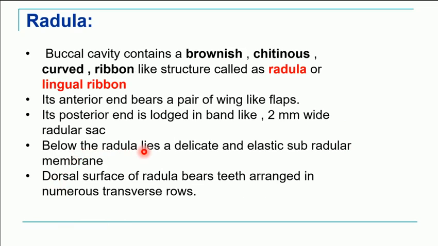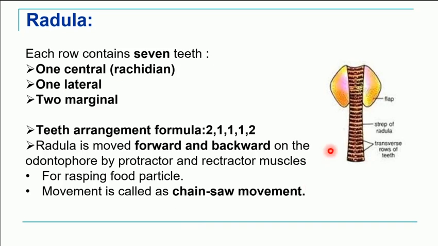Now below this radula lies an elastic subradular membrane, and the dorsal surface of the radula bears many teeth-like structures arranged in transverse rows. If you see in this picture, you can see many rows of these black dots. These are nothing but the rows of teeth. If we see a single row, it contains 7 teeth.